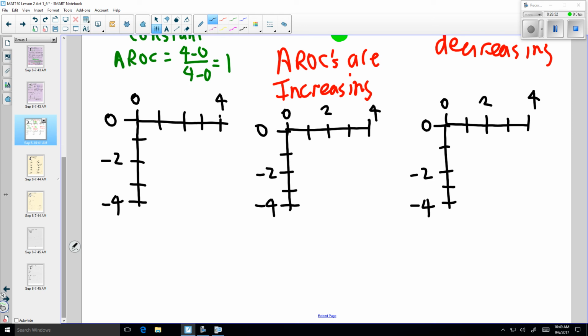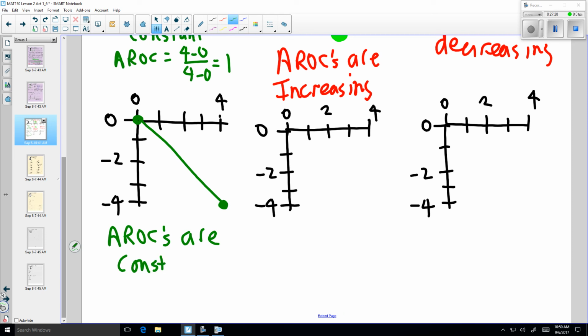Now we're going to talk about the three basic ways of decreasing. And our goal in all these cases is, again, we're going to start at 0, 0, and then end at 4, -4, which obviously means that as we move from left to right, the y values are getting smaller, we're decreasing. So the first one is decreasing at a constant rate. Of course, that's linear decrease. And as we said before, the AROCs are constant.